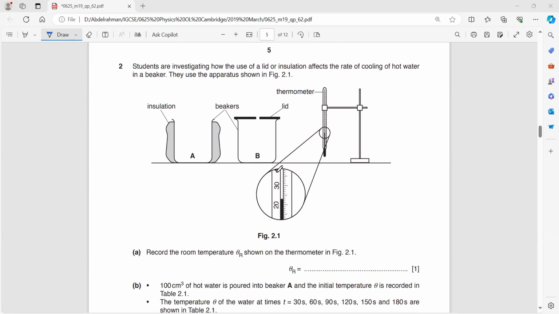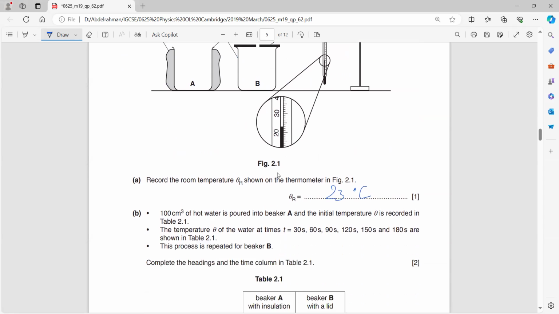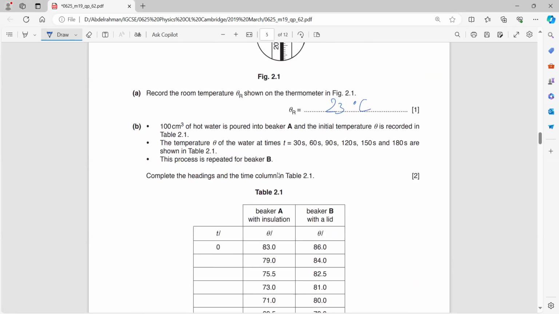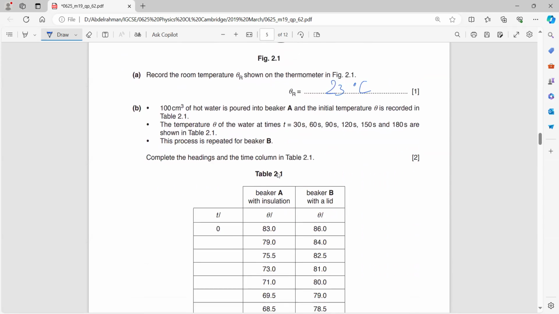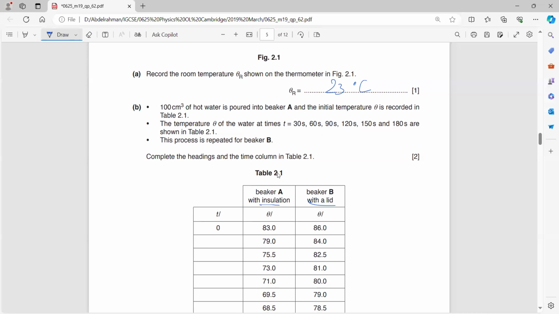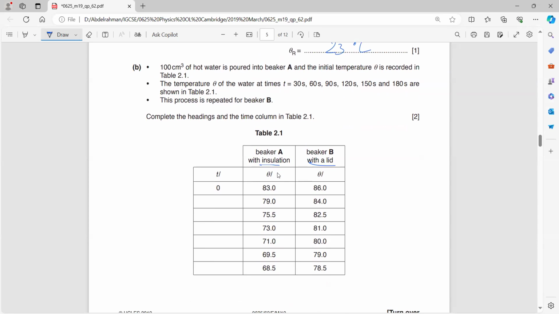Question 2. Record the room temperature. I can record the room temperature. It's quite easy. It is 23 degrees Celsius. 100 centimeters cubed of hot water is poured into beaker A, which had insulation. Beaker B had a lid. You had the same initial volume of water, and you poured it into beaker B. Beaker A had insulation, beaker B had a lid, and now we will test the difference in heat loss between a lid and an insulation.